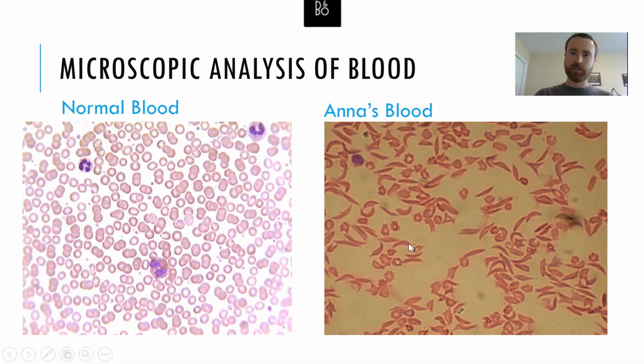Over here, you can see that Anna's red blood cells are not shaped roundly at all. They look like little bananas or little spindles or little sickles, which a sickle is an old agricultural tool. It's like a big knife and a stick. Not exactly what the Grim Reaper carries, but kind of. So you can see that they're abnormally shaped. They're long and pointy and kind of curved like a little crescent moon.